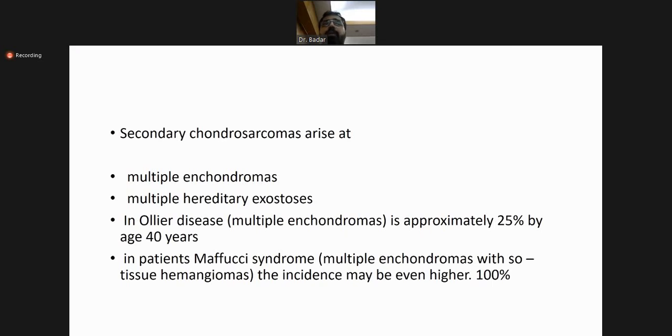Secondary chondrosarcoma arises in patients with multiple enchondromas, multiple hereditary exostosis, Ollier disease, where multiple enchondromas is about 25%, and patients with Maffucci syndrome. Maffucci syndrome is when patients have multiple enchondromas along with hemangiomas. So in Maffucci syndrome, there's a 100% chance the patient will develop secondary chondrosarcoma.